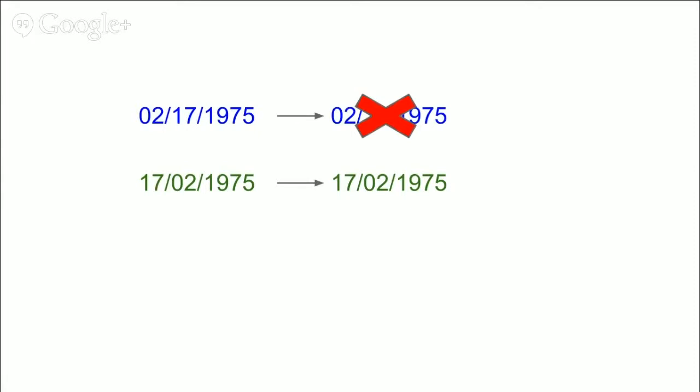But what happens if we have a date like this third one? If it comes from a merged data set where there are records from the US and Europe, how do we know if this represents the 4th of February or the 2nd of April? This is obviously an issue for the usability of the records.